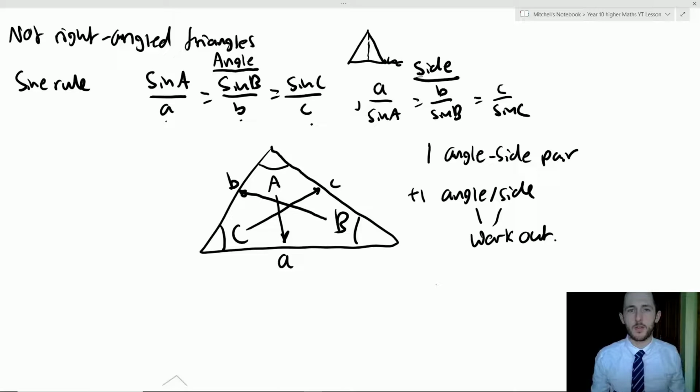And you want to work out what one of those is. So if they give you the angle, you're trying to work out the side. If you're trying to work out the side, you'll get given the angle. Okay? But other than that, you need one pair. So an angle that is opposite a side, both of which you know. Then you either want an angle or a side, and you want to work out the opposite one.